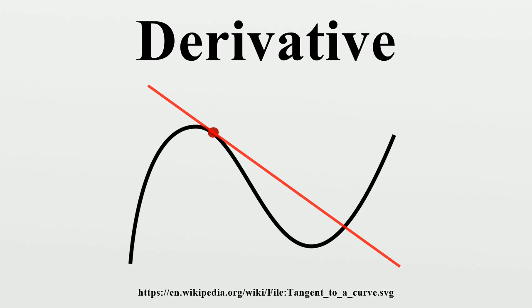The derivative of a function of a single variable at a chosen input value, when it exists, is the slope of the tangent line to the graph of the function at that point. The tangent line is the best linear approximation of the function near that input value. For this reason, the derivative is often described as the instantaneous rate of change: the ratio of the instantaneous change in the dependent variable to that of the independent variable.